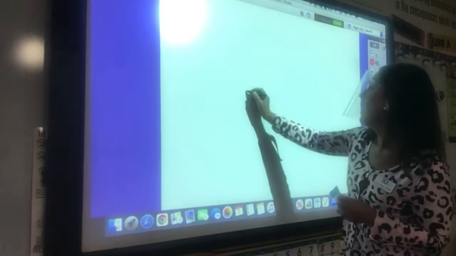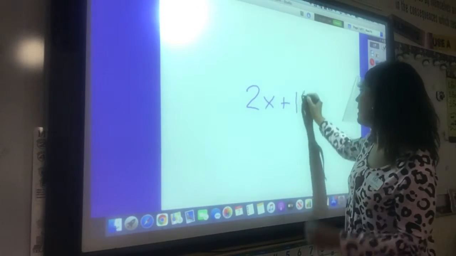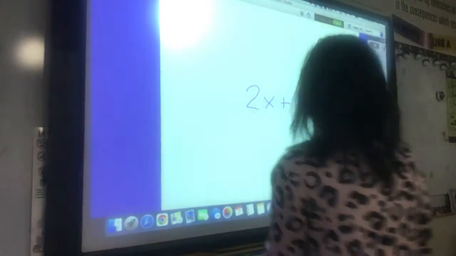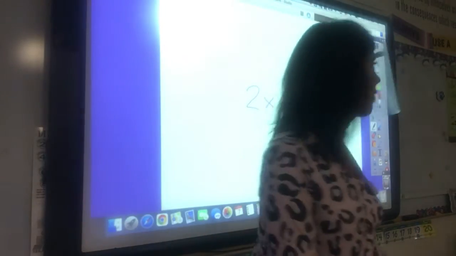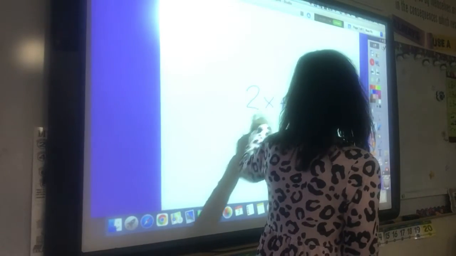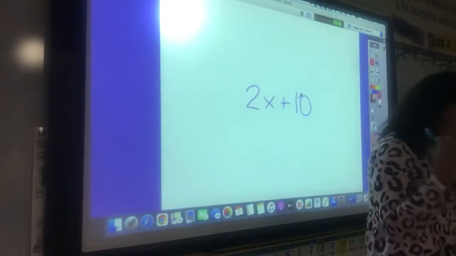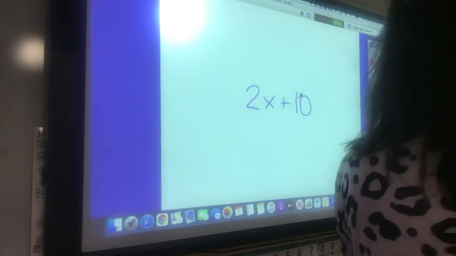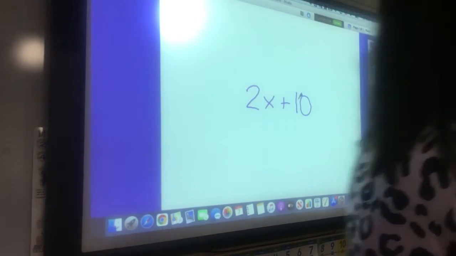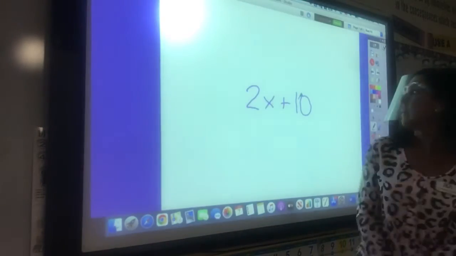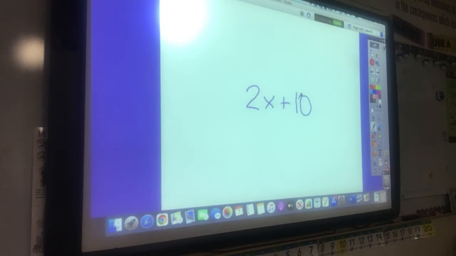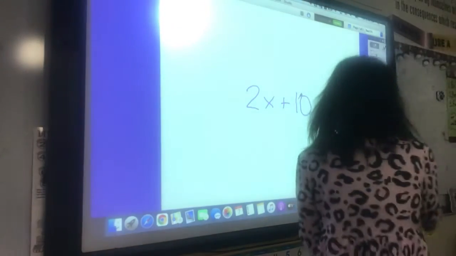Okay, so let's do 2x plus 10. And remember we learned the other day that whenever you see this, that means multiply. So whatever I tell you for x, you're going to multiply it by 2, and then you're going to add 10 to it. We're going to evaluate this for x equals 7. What would we get? Julia? 24. Yes, it's going to be 14 plus 10, which would be 24.